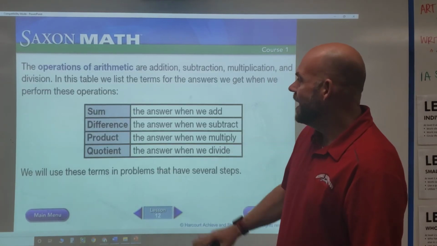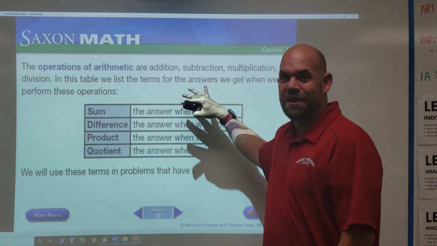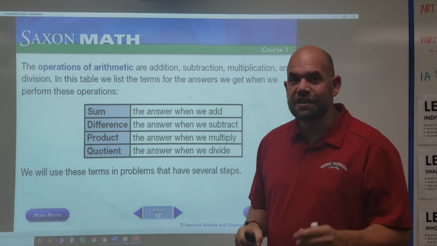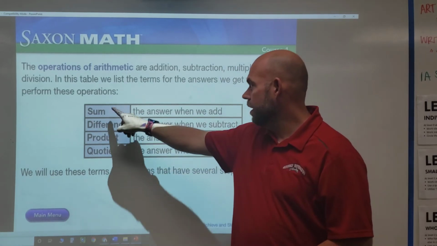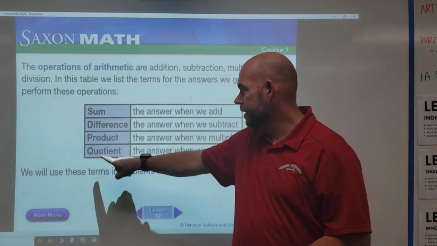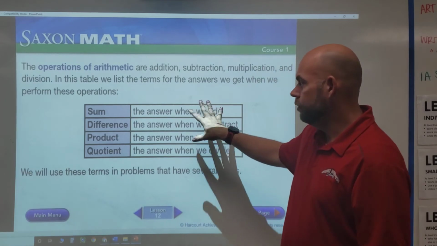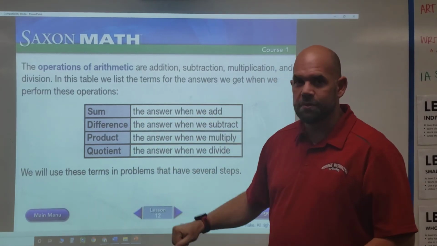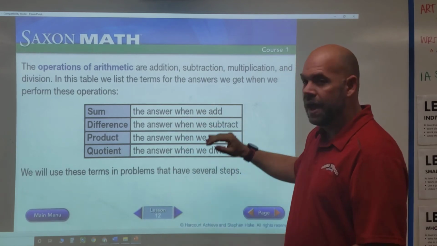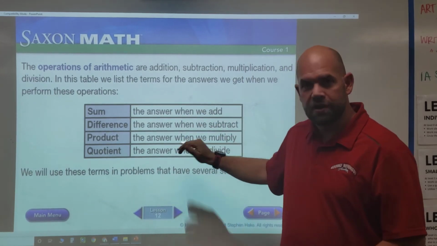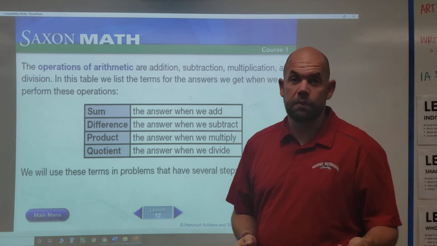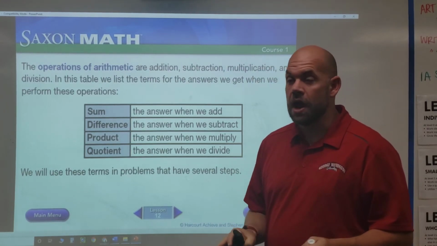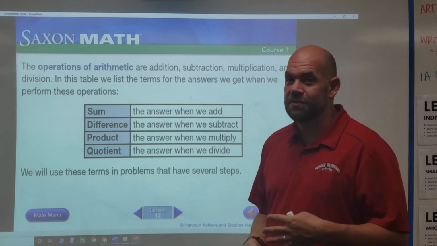All right, now this is important. This is one of your favorite tables that we're going to cover all year long because you need to know this language. You need to know what a sum is, what a difference is, a product, and a quotient. If you want to copy this down, obviously it's in your book, but this is something you should be familiar with. Sum is when we add, difference is when we subtract, product is when we multiply, and quotient is when we divide. If you can remember those 4 things, it's going to make your life so much easier, and this will come up in the end of your tests.